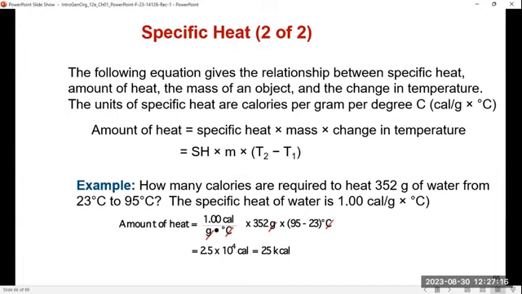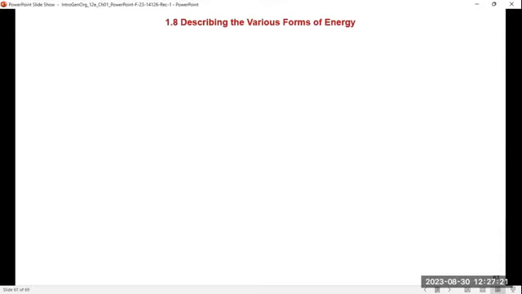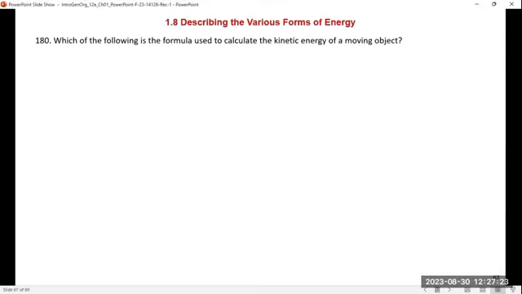Which of the following is a formula used to calculate the kinetic energy of a moving object? What is the equation? Kinetic energy is half mass times velocity squared. We showed that to you in the previous slide. Answer is B.